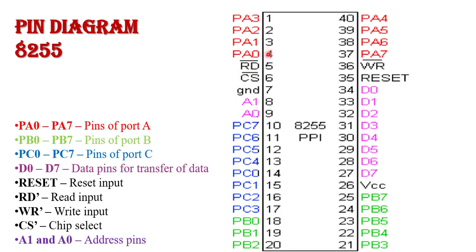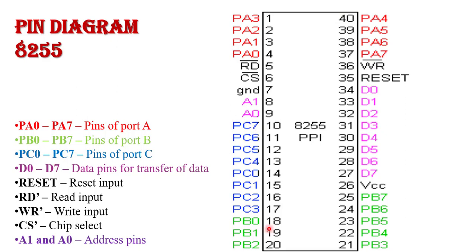Now pin numbers 1 to 4 and 37 to 40 are port A pins. Port A is basically a bidirectional input output port. These ports work as input port as well as output port. This is decided by the mode of operation of 8255. And these ports are used to send data to the input output device or peripheral device, or to read data from the input output device. It means the contents are transferred to and from port A.